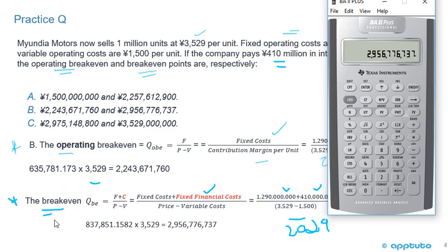Okay, so that's a very nice little question that takes you through the calculations for not only the operating break-even, but also the break-even. Be very careful with the language. It's an excellent little question where you had to do both the calculations and calculate not only the units, but then convert the units into the level of sales in terms of dollars, yen, euros, etc. Okay, so that's the last slide for this LOS.